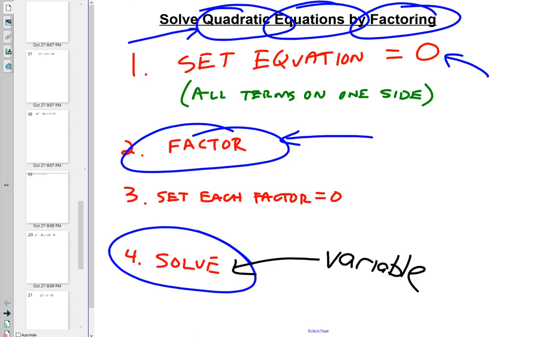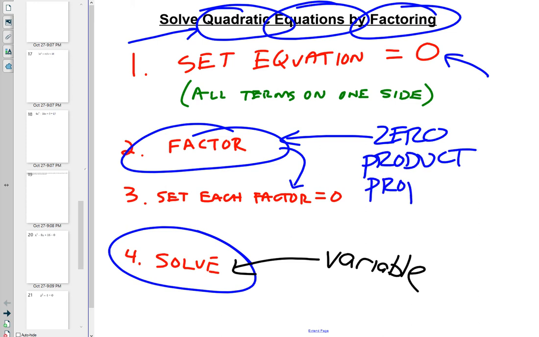Anyways, once you factor, which would involve any one of the factoring techniques we learned last week, greatest common factor, difference of squares, perfect square trinomial, factor chart, whichever way you factor, you're going to set each factor equal to zero. What you're doing when you do this is using something called the zero product property. What's a variable? Because we're trying to solve for the variable, right? It's an unknown number. It's a number that is presently not known. So we're trying to use our investigatory skills.